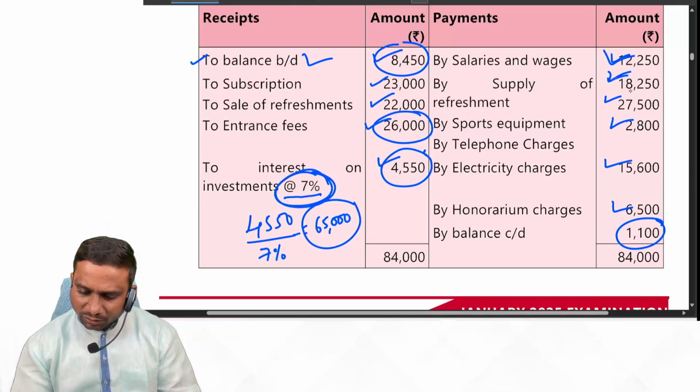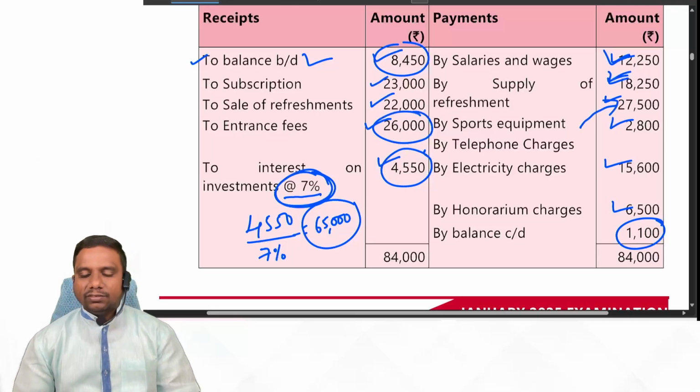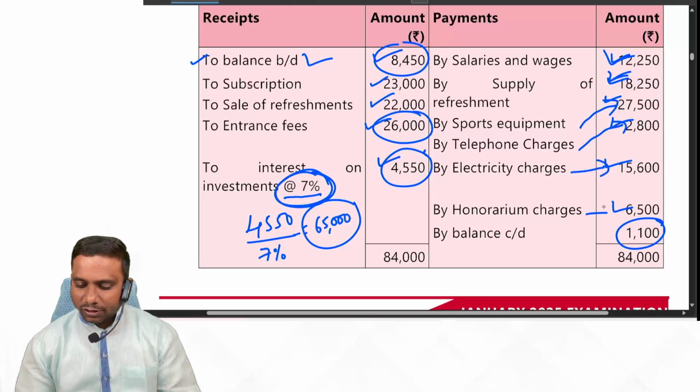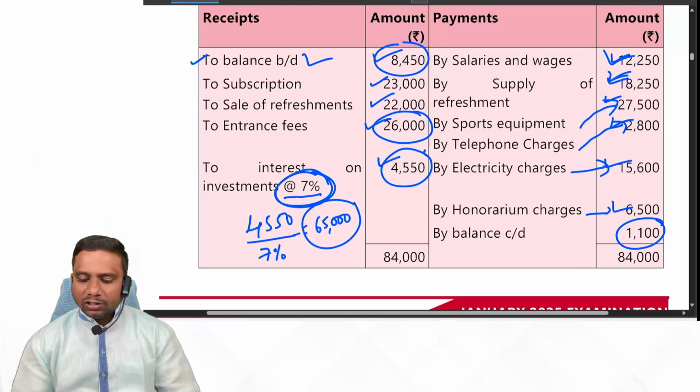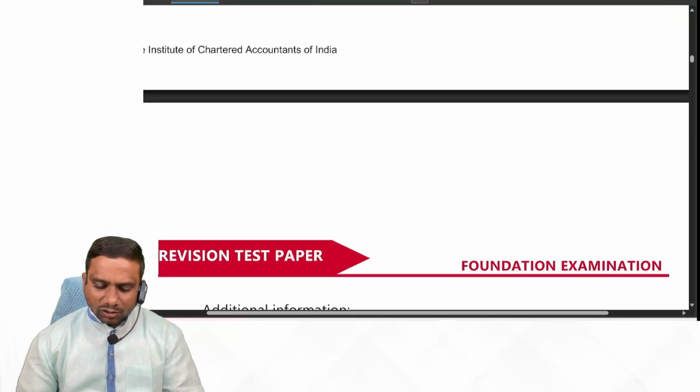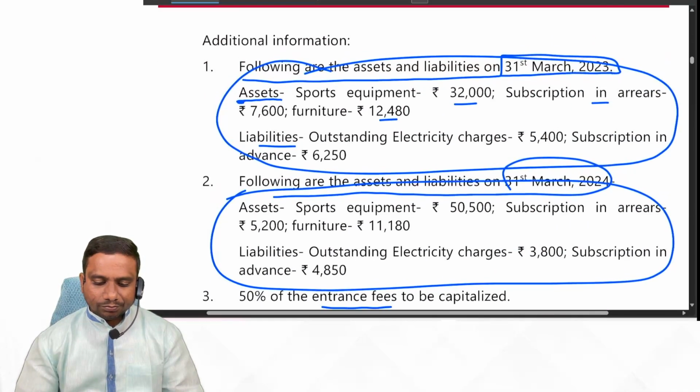Supply of refreshment, 18,000. Sports equipment, 27,000. Telephone charges, 2,800. Electricity, honorarium. Now, here sports equipment, how much do we have? 27,500 purchase. You observe, there is one adjustment for sports equipment.